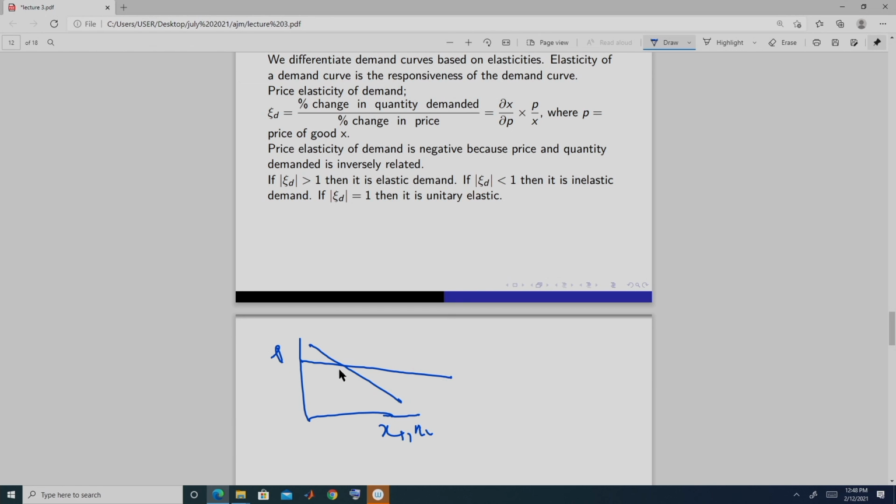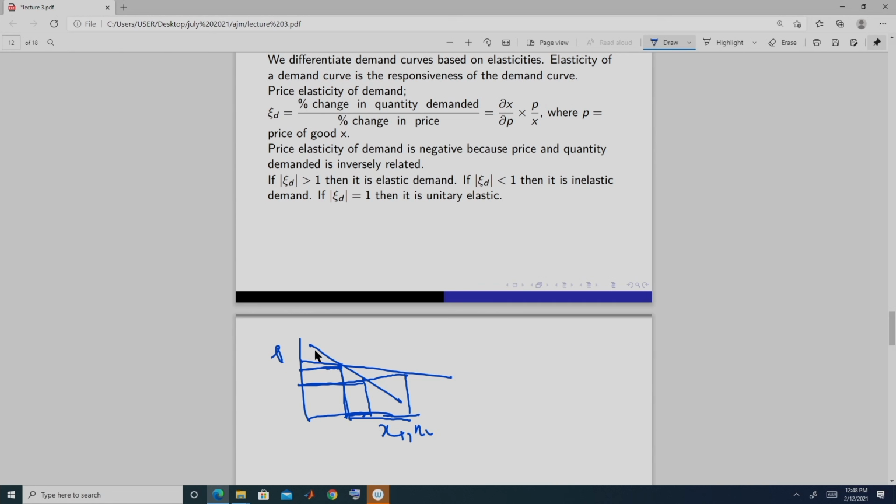Now when we are changing price, suppose the price is here, and if we change the price, at this price quantity demanded is the same. But when we decrease the price, here quantity demanded has increased by this amount, and in this case it has increased by this. So in this case responsiveness is much higher than this for a change in price.